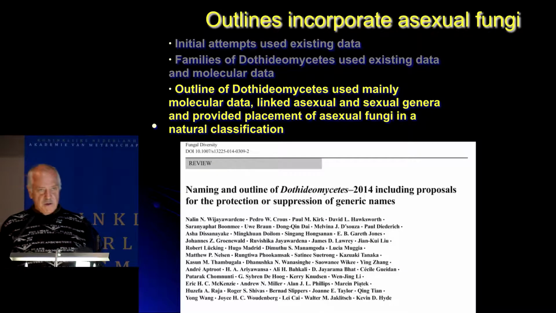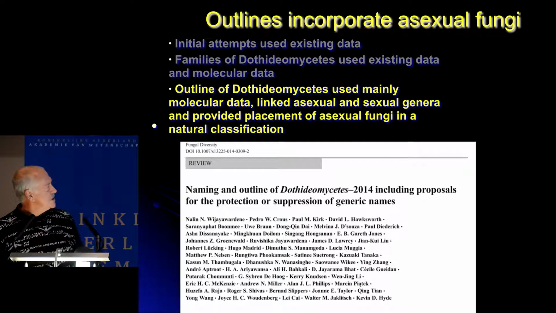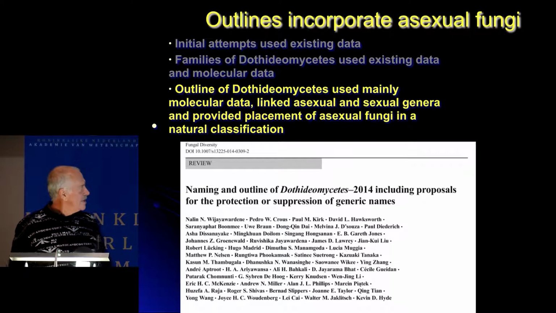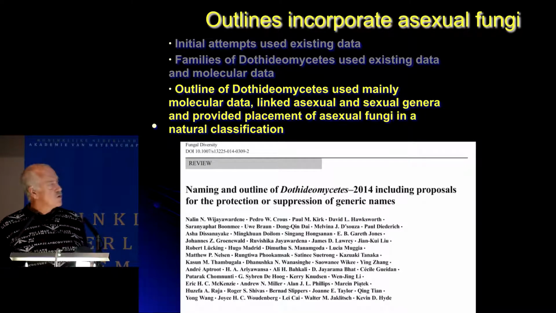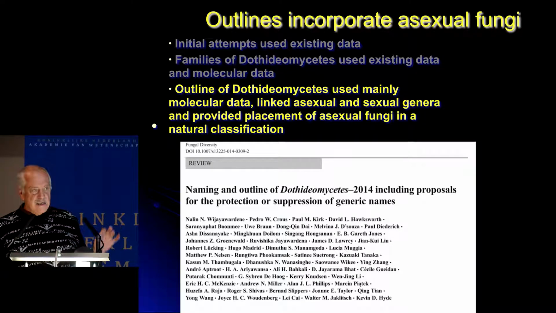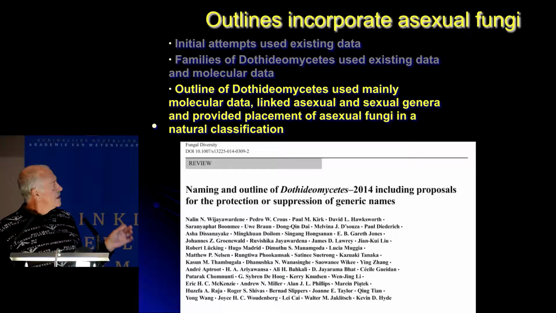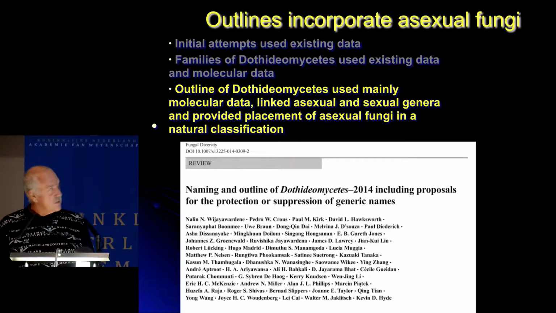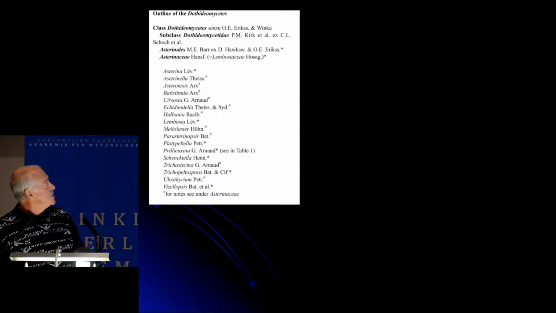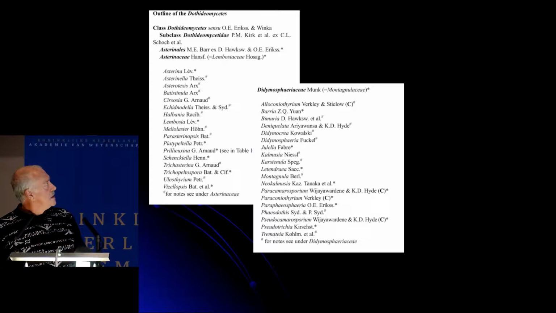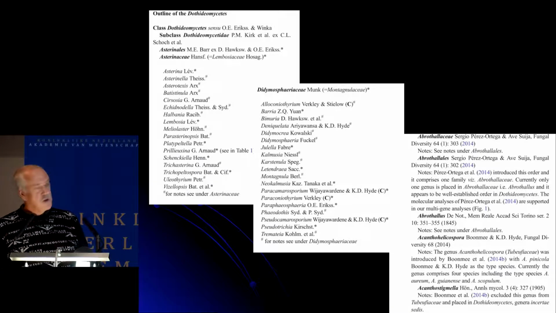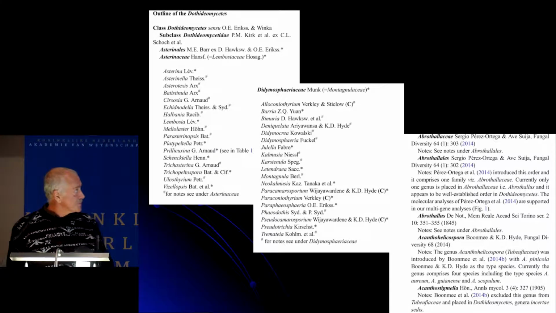And this was a paper published by Nalin. Now, most of my students' names are not pronounceable, so I'll keep to their first names. But this was a big community project where we linked the asexual and the sexual genera in the Dothideomycetes and produced a new tree for this. And we came up with one name for the fungi with big agreement from the community. And so this was the outline. For instance, Didymosphaeriaceae containing both asexual and sexual genera, and notes on the changes.